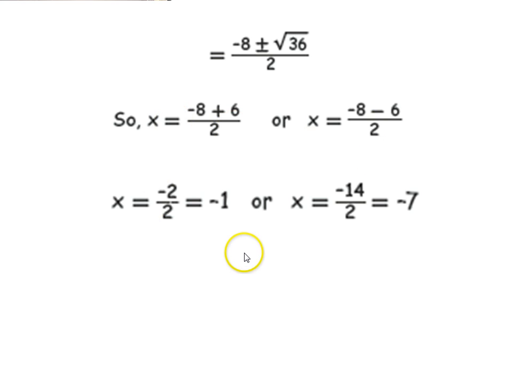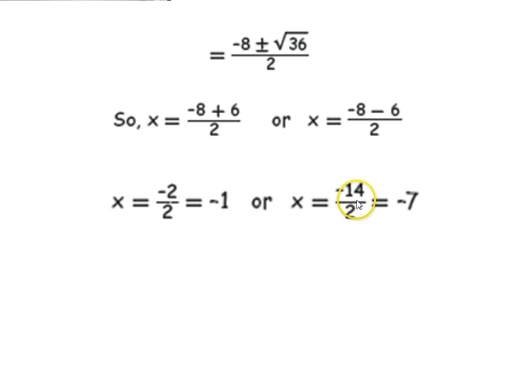So now we do some simplification, and we get x is going to be equal to negative 2 divided by 2. Where does this negative 2 come from? It comes from negative 8 plus 6. Negative 8 plus 6 is negative 2. Negative 2 divided by positive 2 is negative 1. Or we have this instance over here.